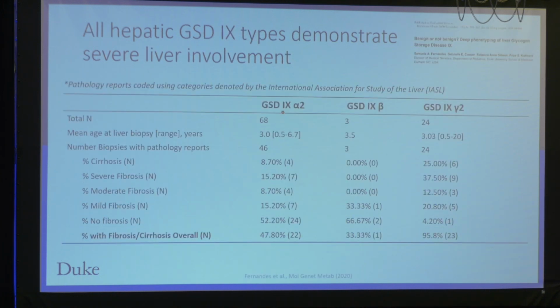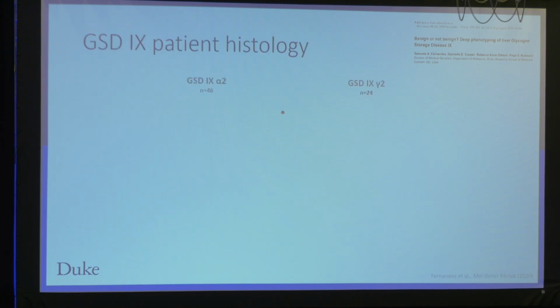So a very good medical student of ours actually scanned the literature and pulled all patients that were in the literature with GSD type 9, broke them down where there was information into the 3 subtypes, which gives you liver disease. And here you can see that even in GSD 9A2, which is considered the X-linked or the more benign form, about half of them had presence of fibrosis or scar tissue. For GSD 9 gamma 2 or C, which we know is the most severe form, almost all of them had presence of scar tissue in different degrees.